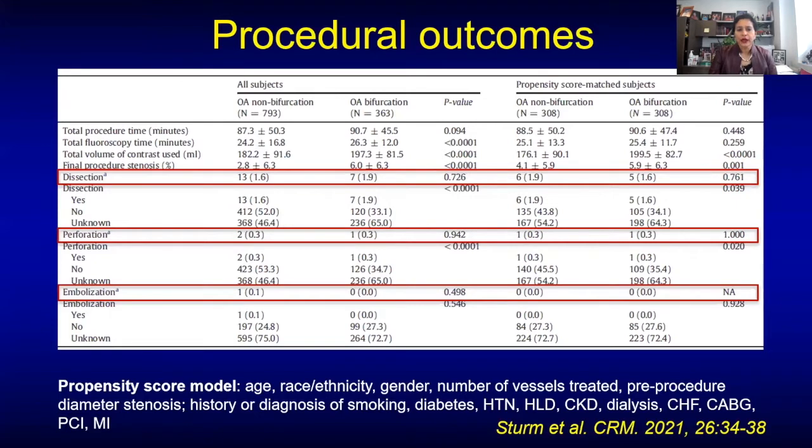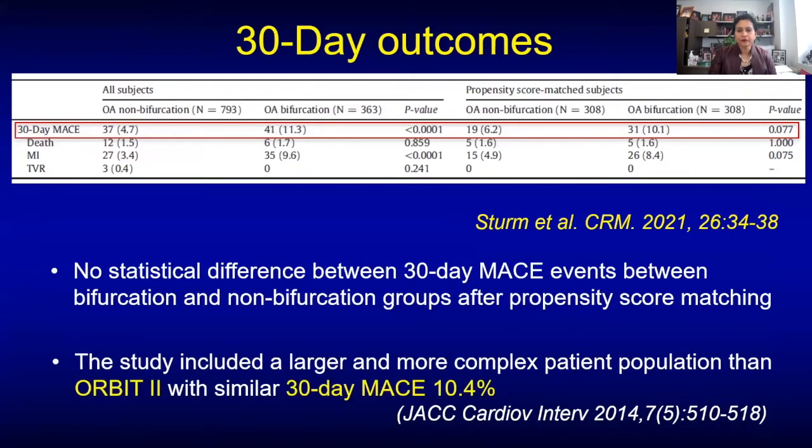So if you see here, OA both in bifurcation and non-bifurcation, in bifurcation lesions the dissection is slightly higher. Perforation and embolization were comparable to non-bifurcation lesions. When you go to the propensity score match, what we saw was that 30-day outcome was equivalent in both bifurcation as well as non-bifurcation lesions, with statistically no difference between the two. So this registry actually included a larger and more complex patient population compared to the original ORBIT study, but 30-day MACE was comparable to the ORBIT study.